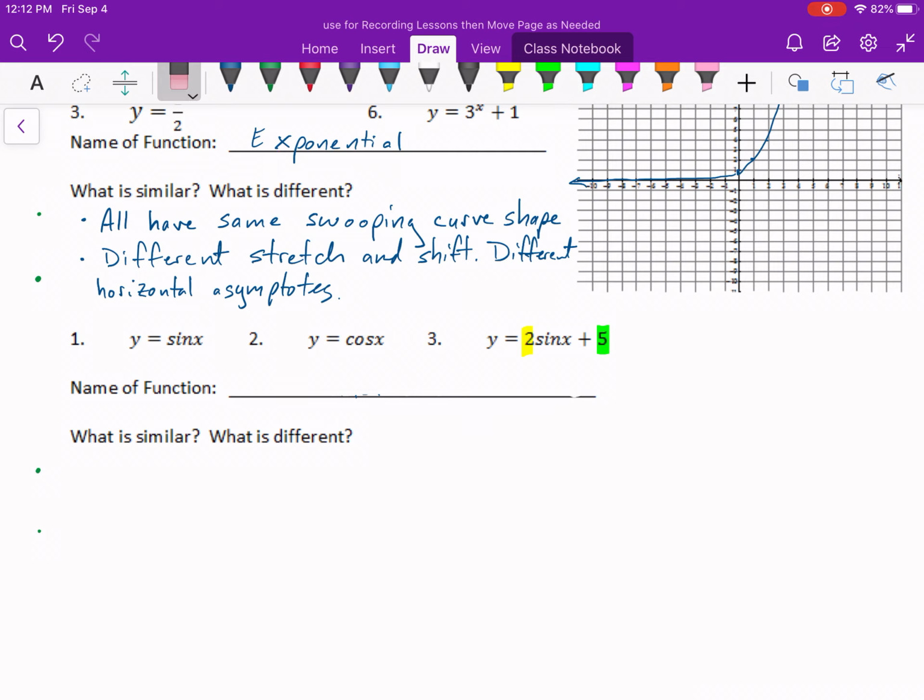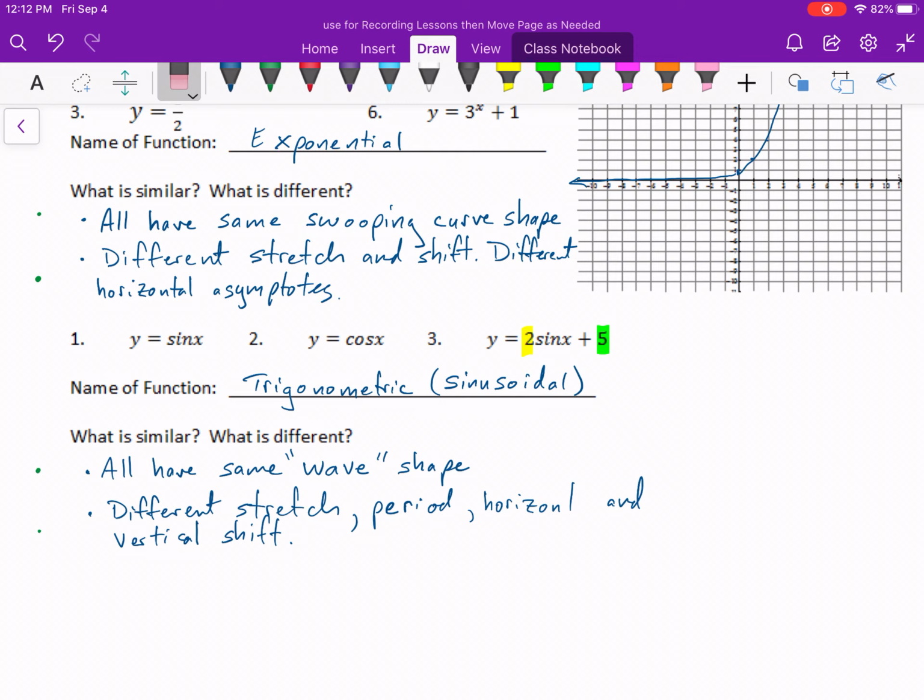But they're all trig functions, sometimes called sinusoidal functions. When you sketch them, you're going to see they all have the same wave shape. That shape that looks like this. Something like that, right? They're going to have different stretches, different period, different horizontal and vertical shifts.